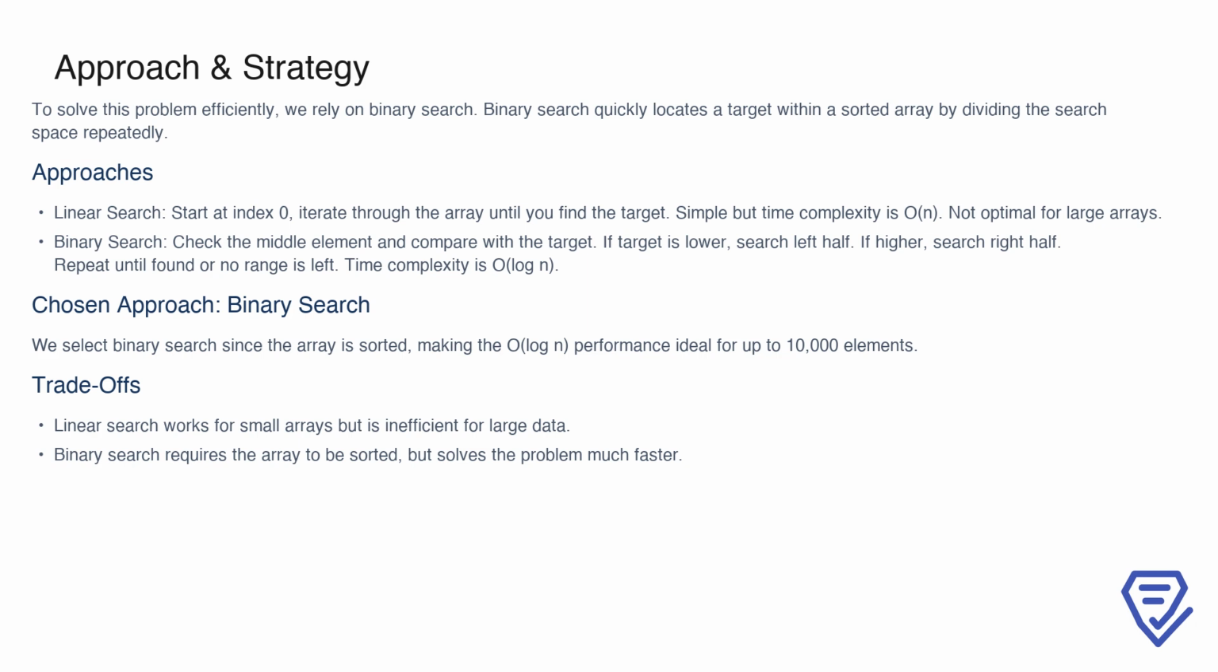At each step, you examine the middle element. If it matches the target, you return its index. If the target is smaller, you only search the left half. If it's bigger, search the right half. You repeat this, halving the search space at each step, until you find the target or run out of array. This achieves logarithmic time complexity, O(log n). The trade-off is that binary search only works if your array is sorted. In this case, since the input guarantees sorting, binary search is the optimal choice.